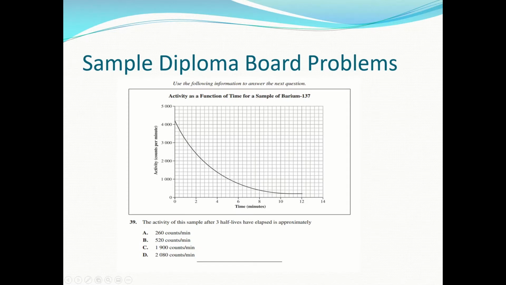Okay, the activity of the sample after 3 half-lives have elapsed. Okay, well, let's take a look. So we start off at, looks like we start off at 4,200. So after the first half-life, we'll have 2,100, which is here.